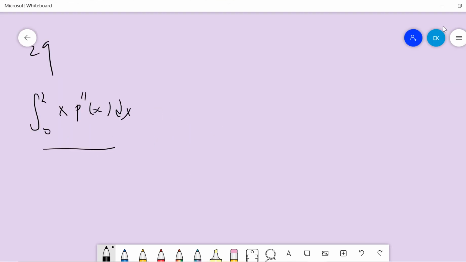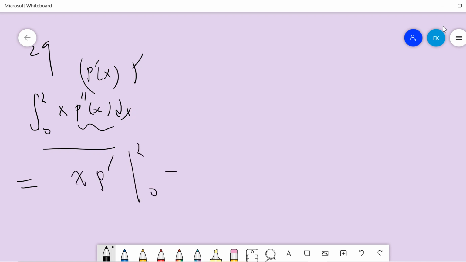And to do this, what we need to know is that this is the derivative of P prime of x, right? So we can do integration by parts. Basically this is x P prime from 0 to 2 minus the integral of P prime dx from 0 to 2. Okay, so this is integration by parts.